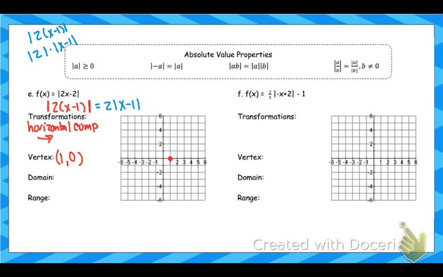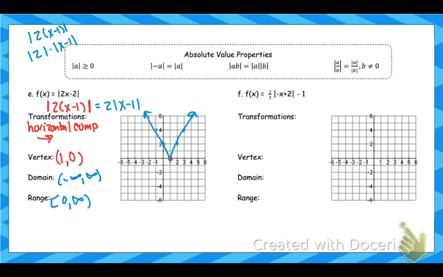So now when I graph this, I already found the vertex. Now I can see that slope. That slope is 2, so I'm going to go up 2 over 1. It's going to open up because it's positive. And now I have my graph. Domain, negative infinity to infinity. Range is a bracket, 0 to infinity.